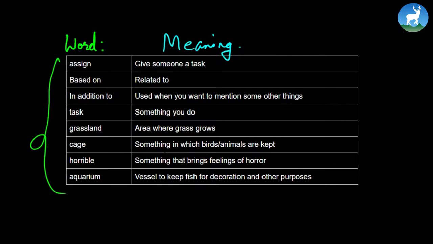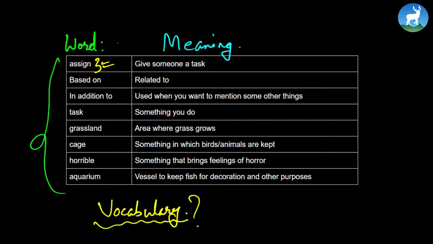Now, having read these words, I'm going to teach you a particular technique which will help you significantly improve your vocabulary. So how to build up your vocabulary? Let's pick up a word, assign, which we have right here. What are we going to do with this word? To teach you, let's move on to the next page. We have picked up the word assign here.